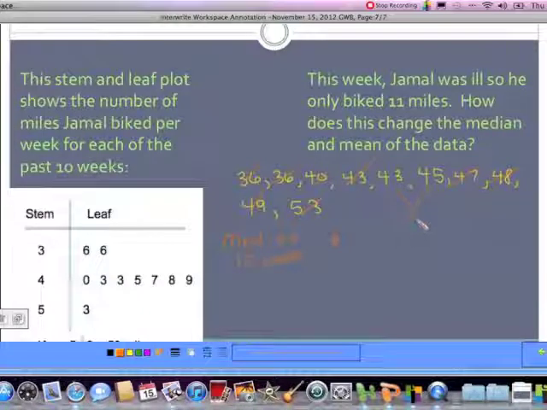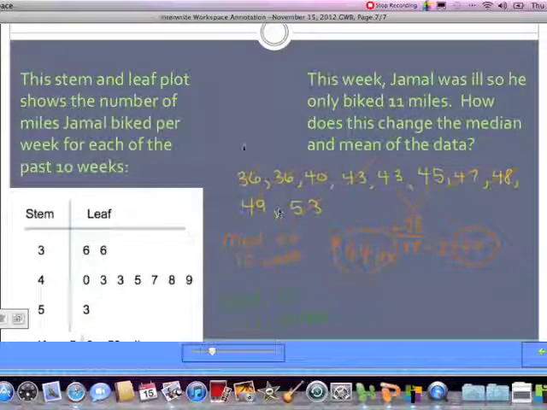The way you would do that is you would add 43 and 45. You would add these two numbers together, which in this case you get 88, and then you would divide by 2 because we have two numbers that we're working with. So the median of these two numbers is 44. So the median for the 10-week data is 44 miles. All right, now let's find the median of the 11-week data.